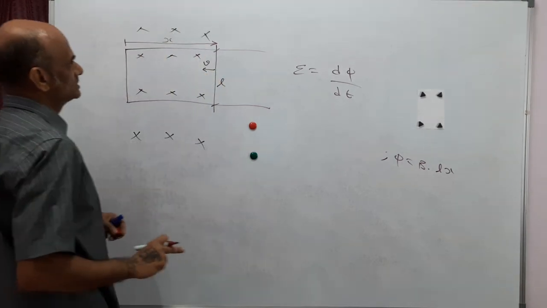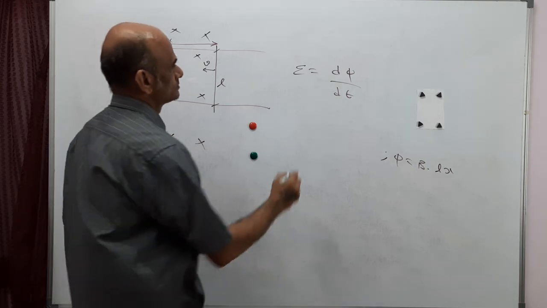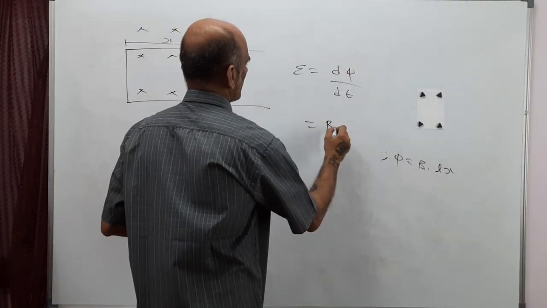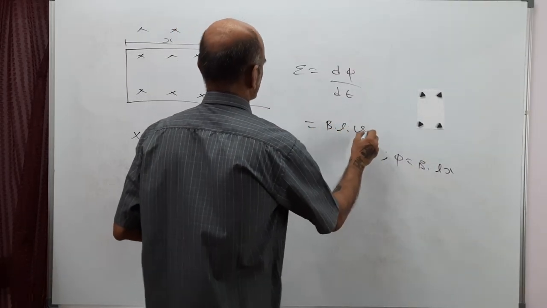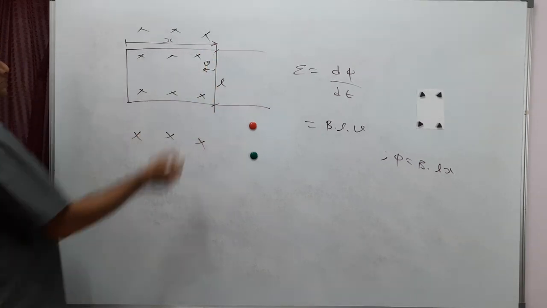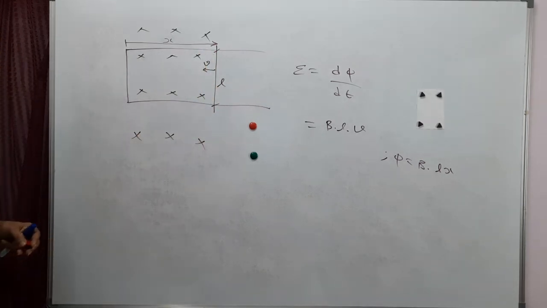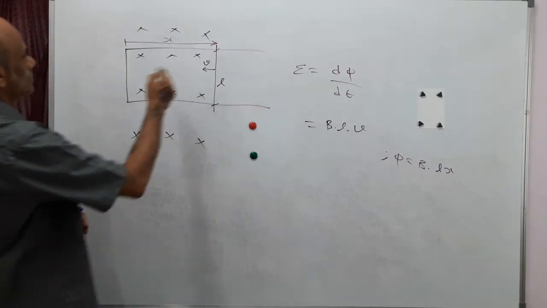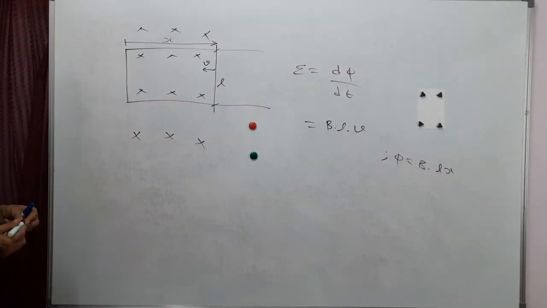The length of this portion, it's a horizontal rail. So this will become B into L into dx by dt, which is the velocity of this rod. x dot is the velocity of this point, which is same as the velocity of this rod. So we get the result that the EMF induced in this closed loop is B into L into V.